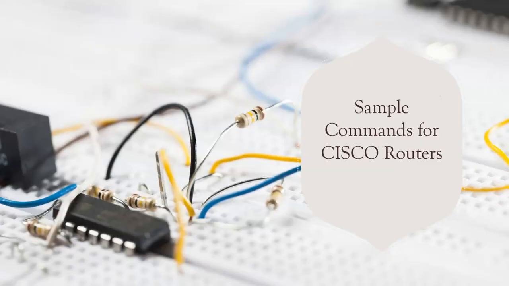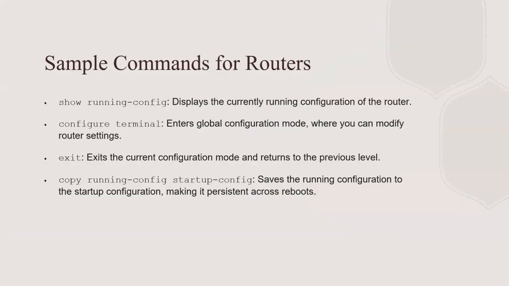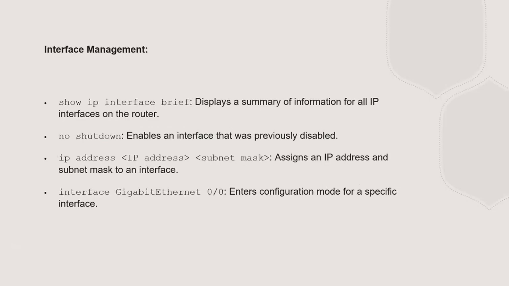So I have collected some sample commands for Cisco routers. These are the different Cisco router commands. If you want to see the current configuration, then you type on the terminal show running config, and it will show you the configuration. Configure terminal, you can configure the terminal as well. You can exit if you want to exit, and if you want to store your RAM data into the ROM data, then you write copy running config startup config.